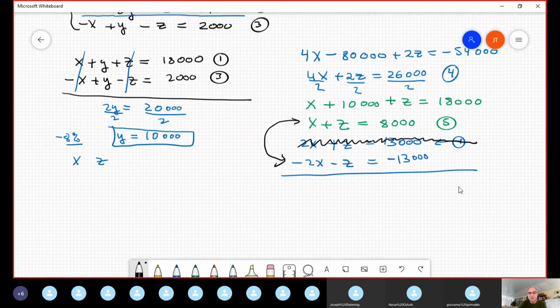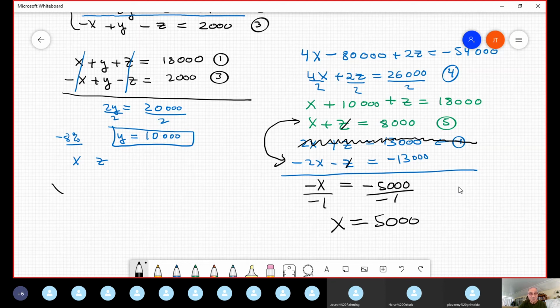So we have negative x. This is cancelled. And this is negative 500. No? 500, no, 5,000. Divided by -1 both sides. x is equal 5,000.